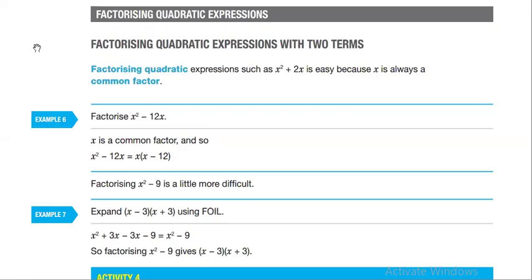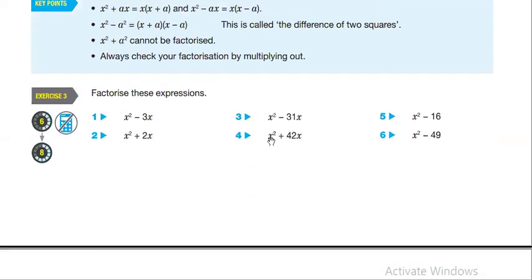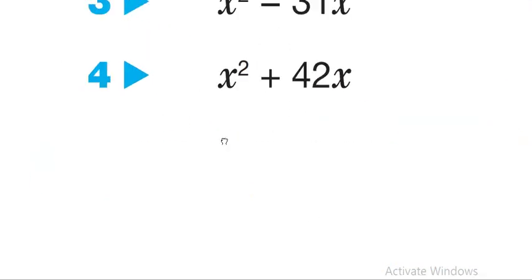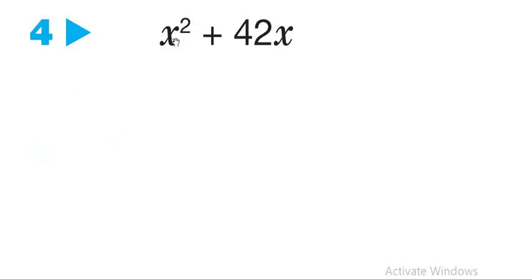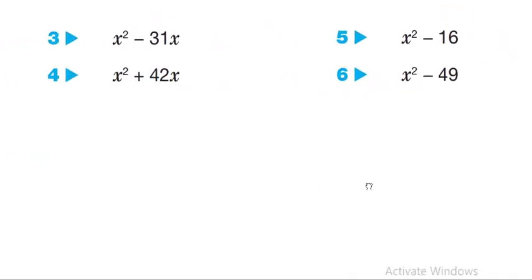In this video, we're going to talk about factorizing quadratic expressions. First, we're going to talk about factorizing quadratic expressions with two terms. Now, if you have two terms like these, let me show you an example here, question 4. If you have two terms like these, you'll notice that we have what in common? We have x in common here and here. Now, this one is different from this one. Here we have nothing in common.